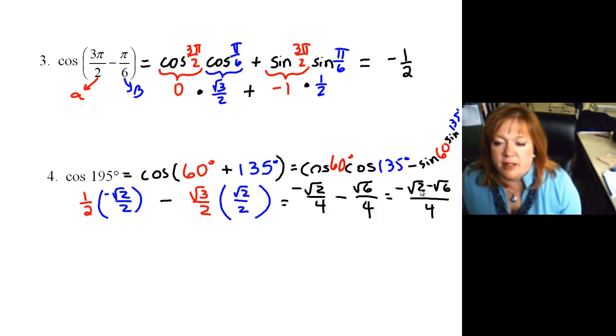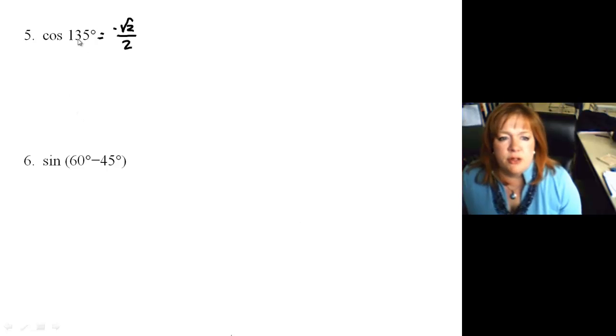So we'd have negative square root of 2 minus square root of 6, all divided by 4. Bada boom, bada bing. There it is. So cosine of 135, we already know this one. It was negative square root of 2 over 2. We didn't need a formula.